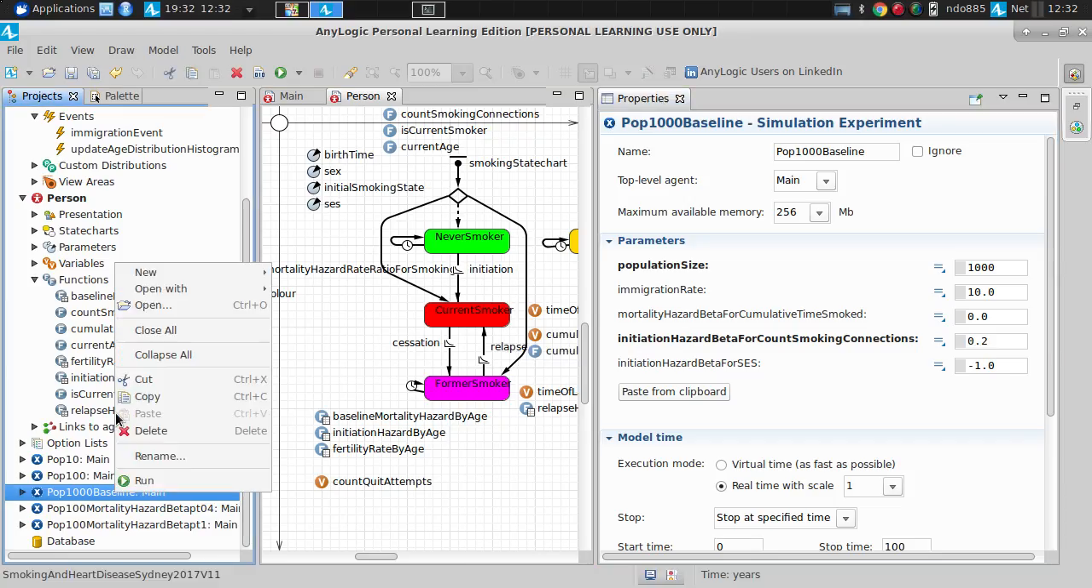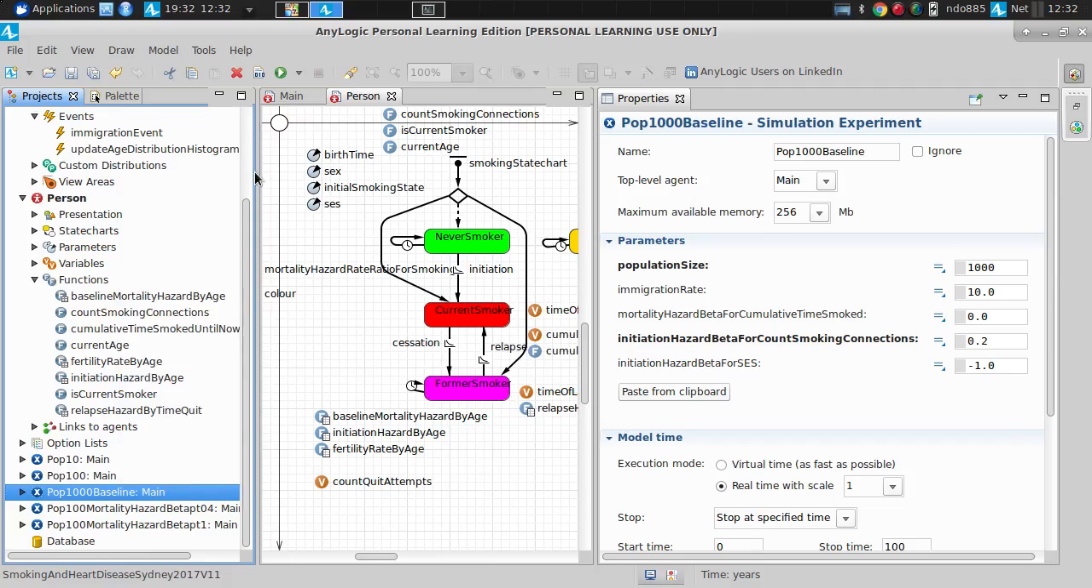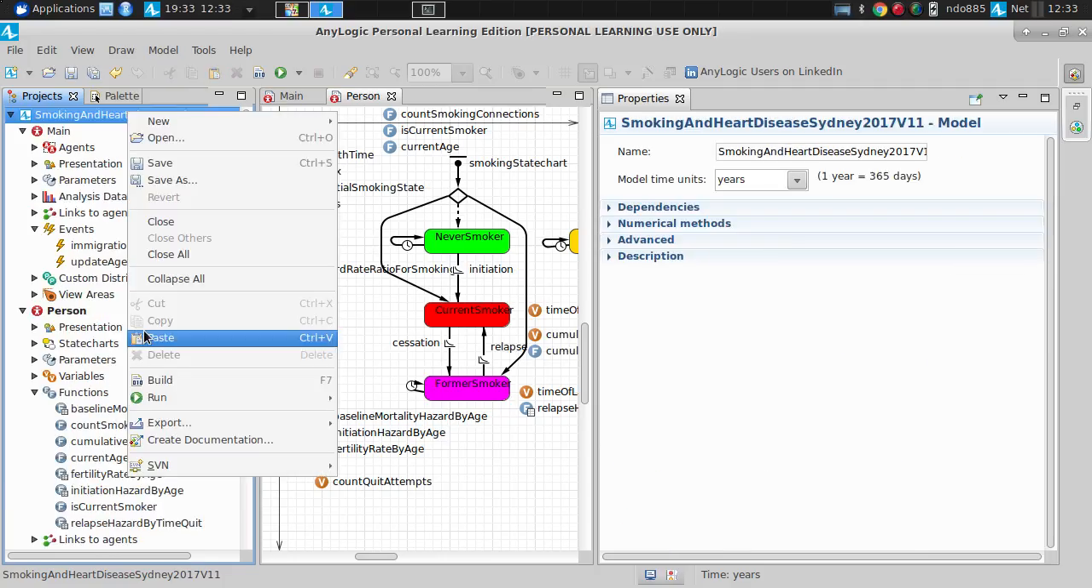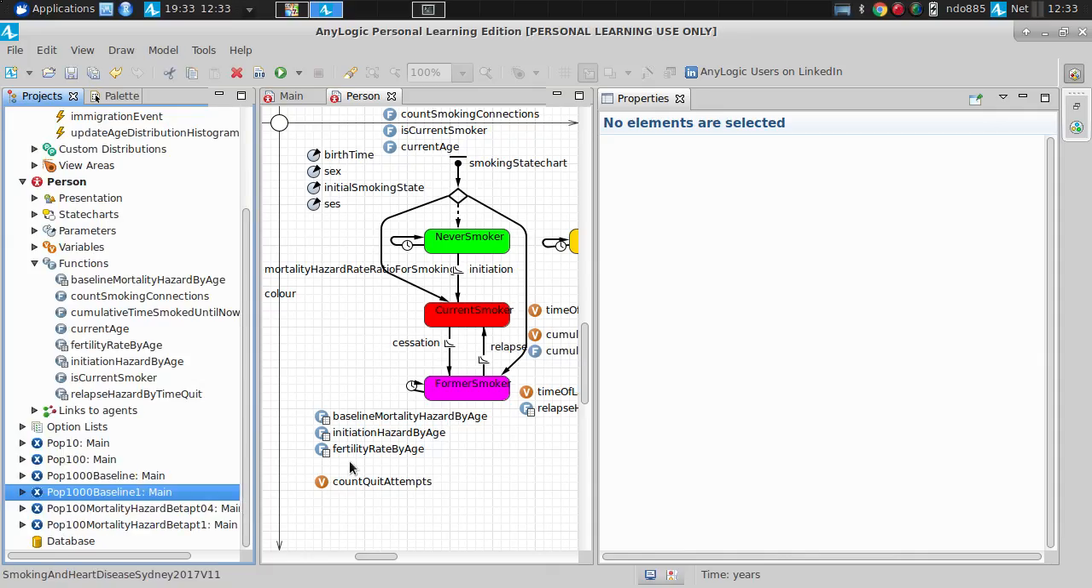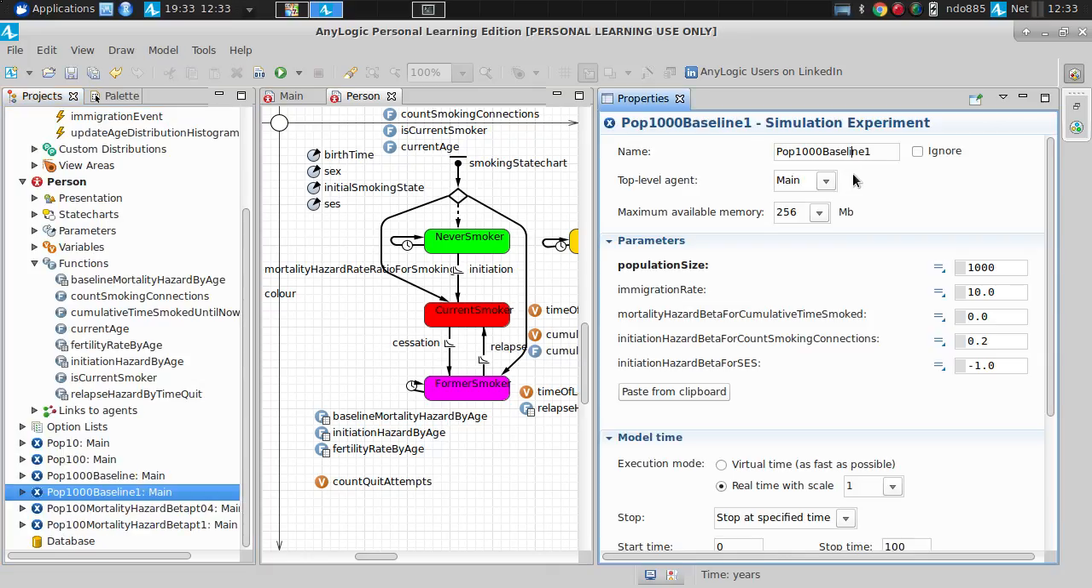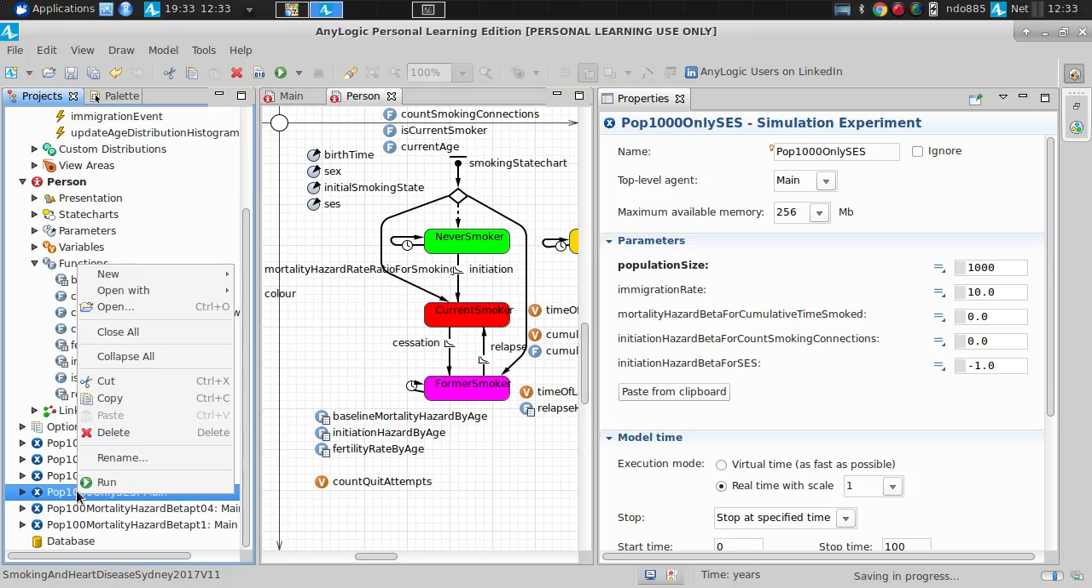I'm going to make a copy of this and paste it in. And I will have this be population 1,000, only SES. Therefore I'm going to have no impact of smoking connections and just leave the -1. So I've eliminated the effect of smoking connections. And I can ask, if the world were this way, what sort of gradients or patterns would we see?